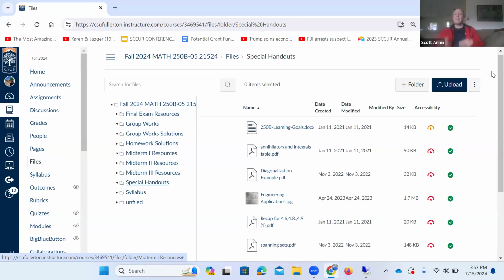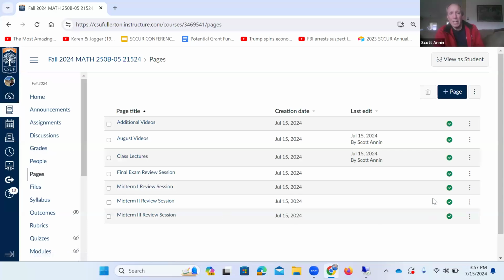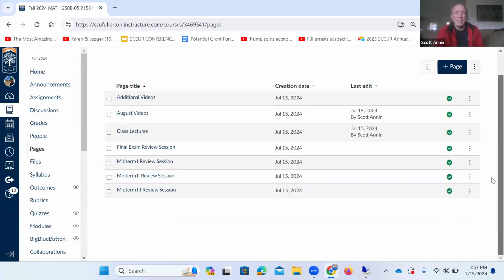For whatever reason, in the files section of Canvas, I'm not allowed to put links to videos and stuff like that. So I actually have to go to the pages section of Canvas to do that. If I go into the pages section, you can see here I've got videos for everything. So I've got review session videos for all of the exams. So you can always just turn these on and watch them. These are YouTube videos that I've made.